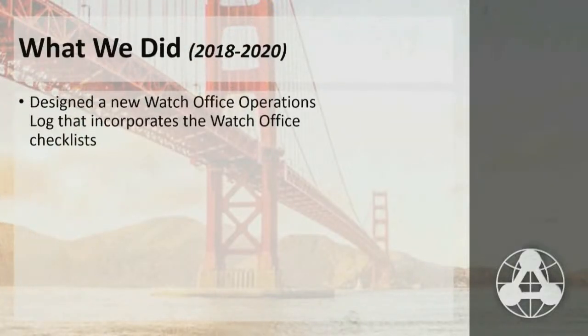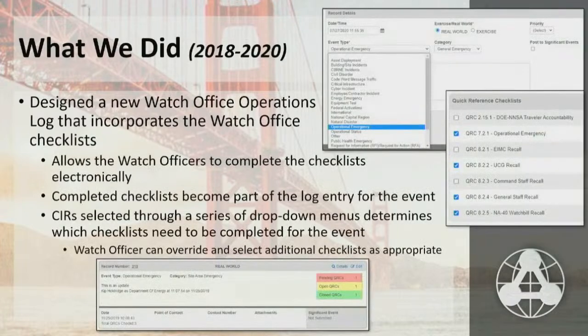One of our more ambitious updates was to the Watch Office's operations log. Rather than just refresh the design and feel, we incorporated a significant amount of process into the board. Now, when a watch officer creates a new entry, drop-down menus allow the event to be categorized by standing critical information requirements, and in some cases, sub-requirements. For example, an event could be categorized as an operational emergency, and then by the classification of the operational emergency. The categorization of the event then drives the system to return a list of required and recommended checklists that must be completed for the event.